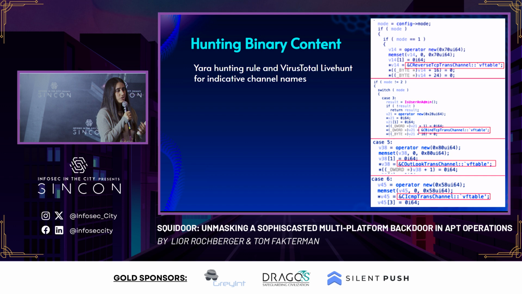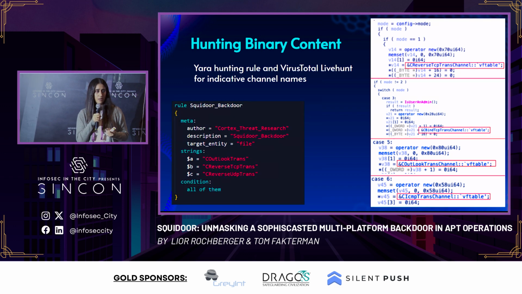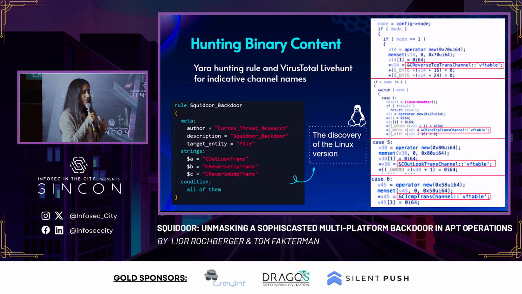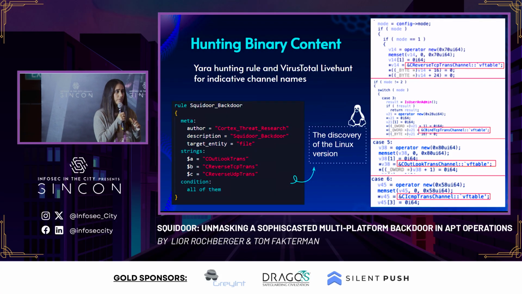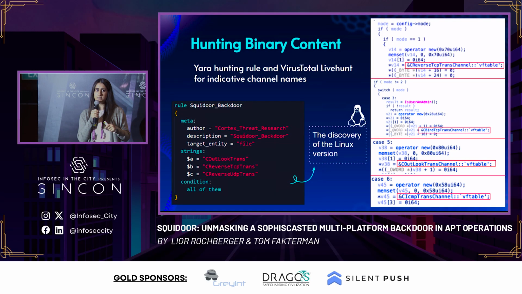And this made the creation of effective Yara rules for Squidoor relatively simple. After we deployed these rules, we waited to see if new samples would be submitted to VT, and after a few days, we actually got a result. This search uncovered an ELF version of the malware, revealing something very important that we hadn't known before. Squidoor actually exists in 2 versions, one targeting Windows systems and another designed for Linux environments.